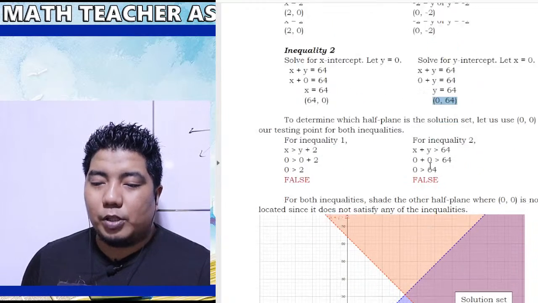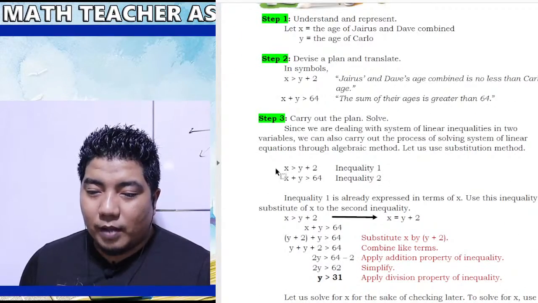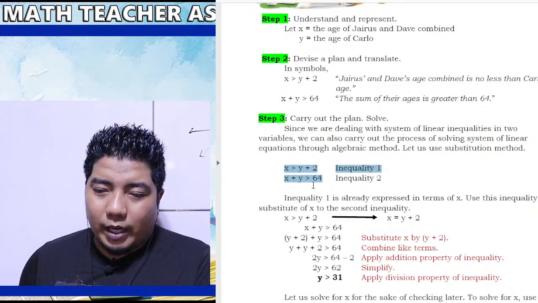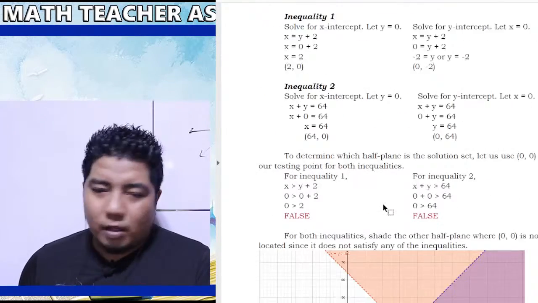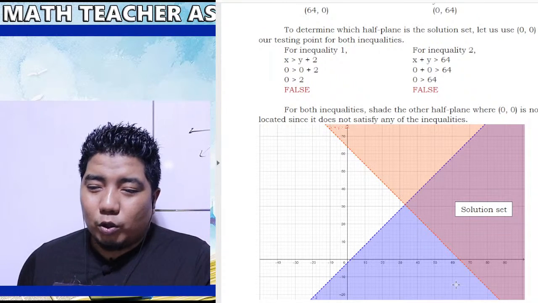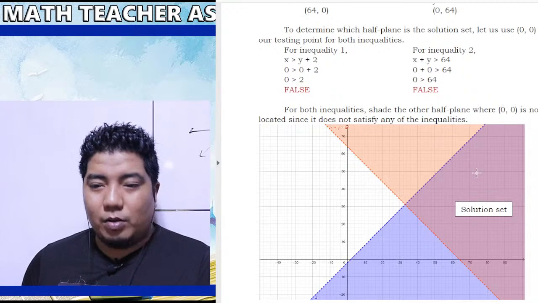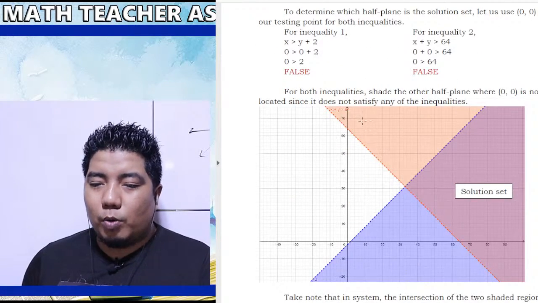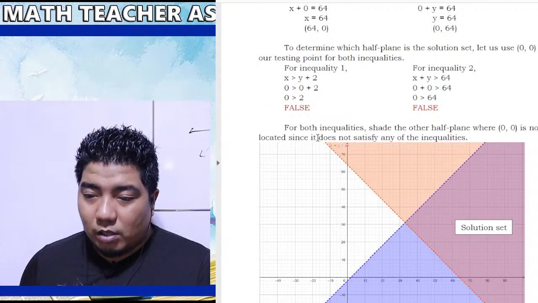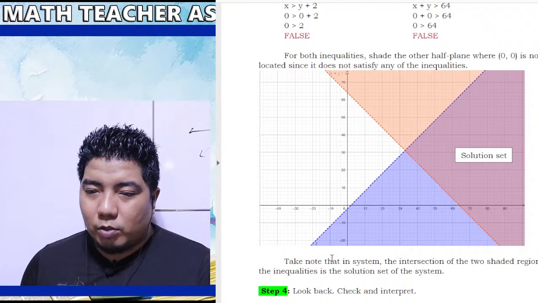So, now, to test which half plane is the solution, let us use 0, 0 as our testing point. So, I'll just show this one ha. Ito na part. Since we are using the greater than symbol, therefore, we can only have two boundary lines na broken line. Okay? Two boundary lines na broken. So, broken line, broken line. Okay. So, ito yung isa, ito yung first inequality. Ito naman yung second inequality.